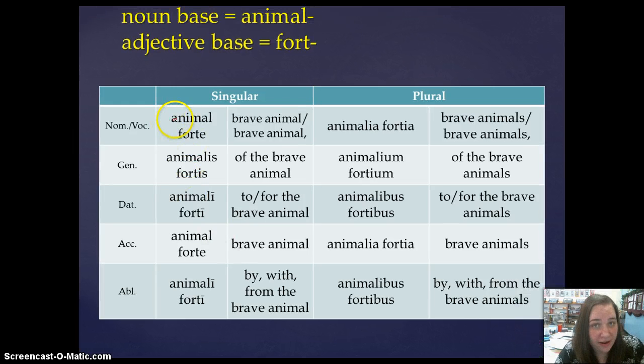So if we're going to talk about a brave animal, we have animal forte, animalis fortis, animali forti, animal forte, and again, that neuter law, animali forti. Remember that animalis is a third declension neuter i-stem because it ends in that al in the nominative singular. And then, of course, for the plural, animalia fortia, animalium fortium, animalibus fortibus, animalia fortia, and animalibus fortibus. Okay.